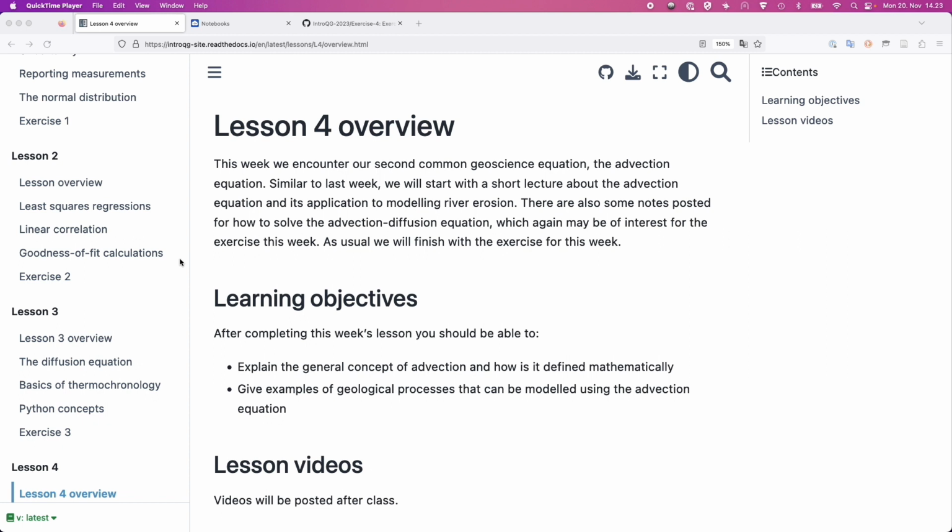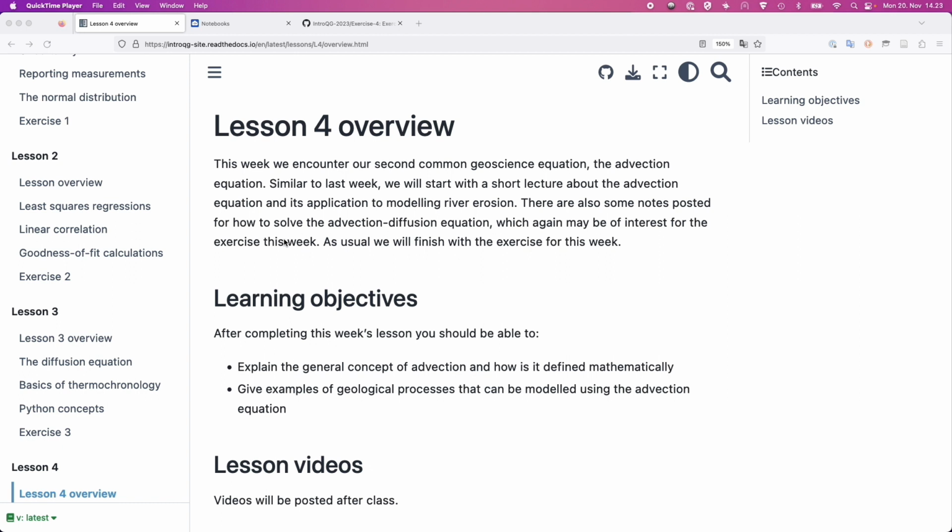And I'll show you that there's a section on the course page. I don't think I'll go through it with a lot of detail, but it covers how to solve the advection equation if you're interested to know how to do that. And then we'll have a look at this week's exercise.